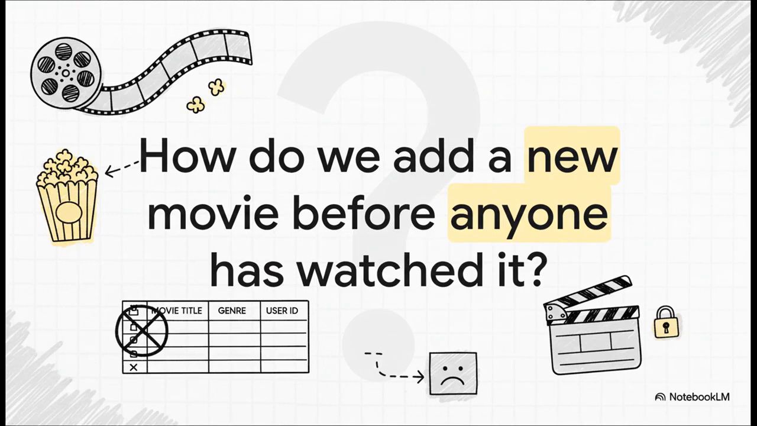Or what about this? We want to add a hot new movie to our BingeBox catalog, but nobody's watched it yet, so where do we store its title and genre? Our table is a watch history table. If there's no watch event, there's no row. The movie has nowhere to live. This is what we call an insert anomaly.